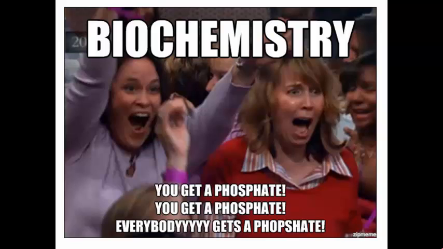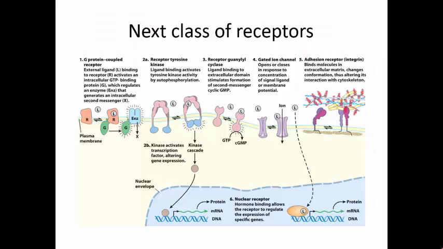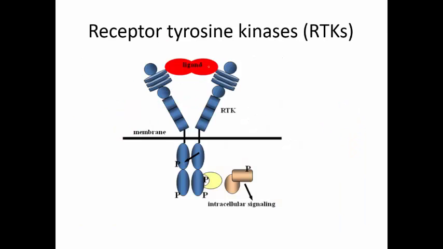So we're going to continue our discussion of receptors, and we're going to do this lecture. We're going to talk about the next two: receptor tyrosine kinases and receptor guanylyl cyclases. So we're going to start with this one, receptor tyrosine kinases. These are different from GPCRs because they're a simpler pathway. They do more of it themselves.